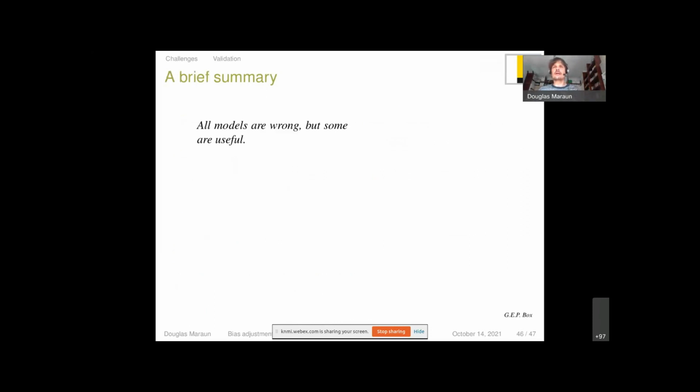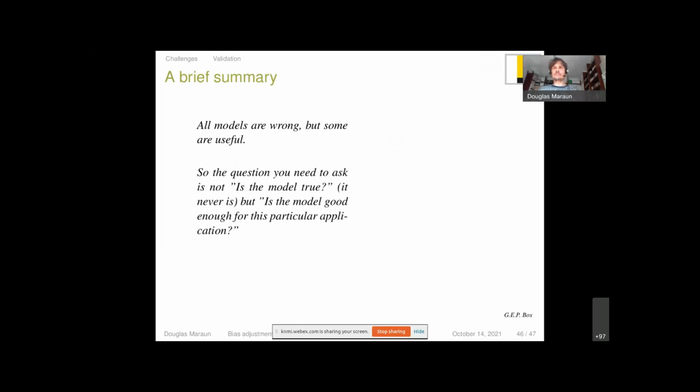So the brief summary is: all models are wrong, but some are useful. So the question you need to ask is not, is the model true, but is the model good enough for this particular application? So you really have to look into your climate models, whether they are good enough, whether they are adjustable. And I've shown you this with the location bias, for example, or with the frequency bias in the weather type frequencies. If these biases are very strong, you will not be able to correct that.